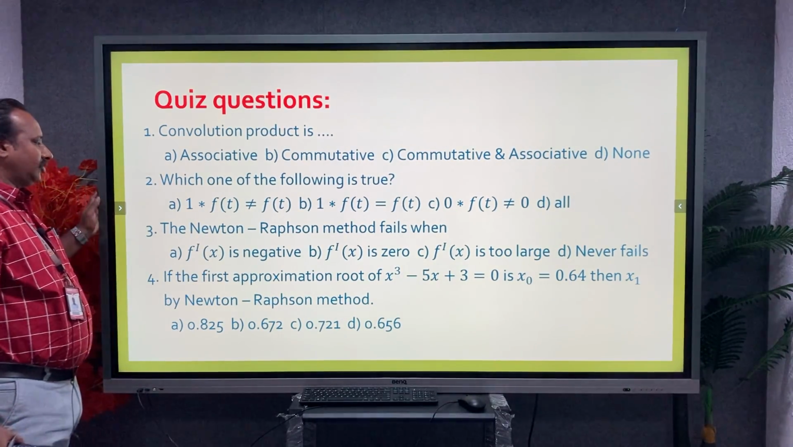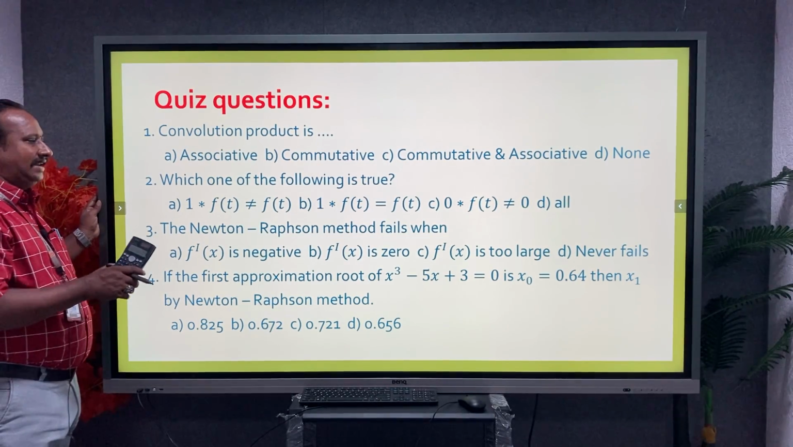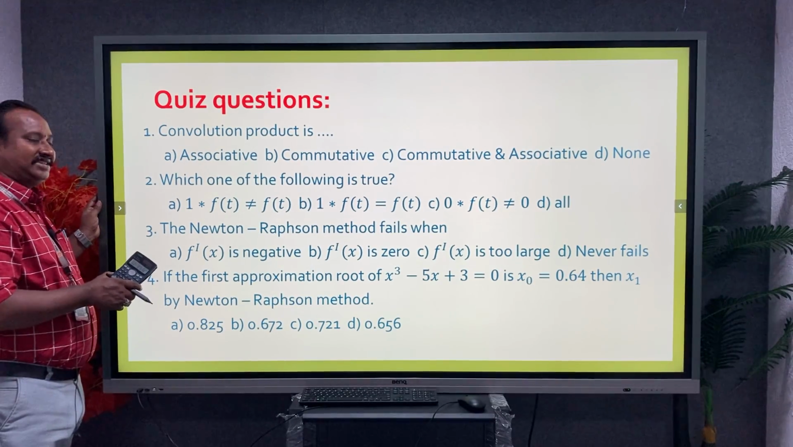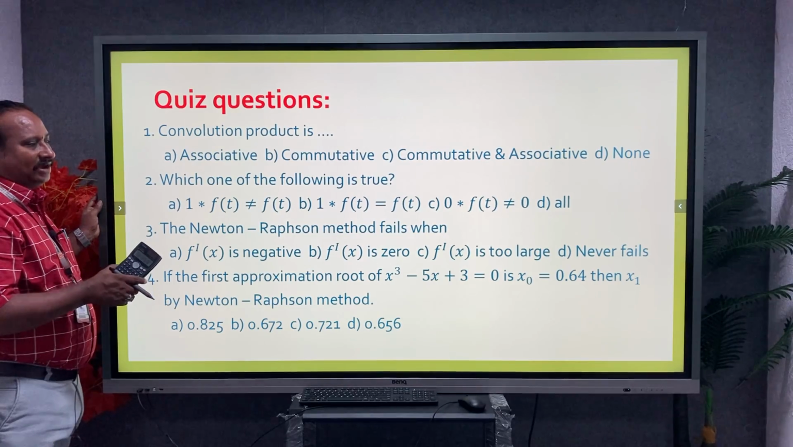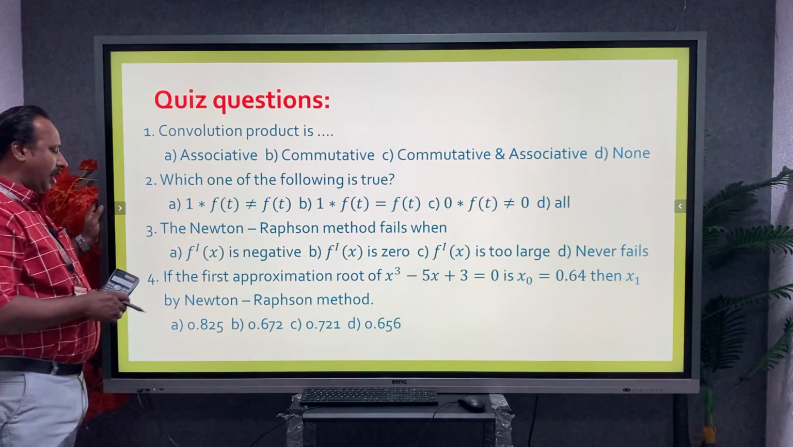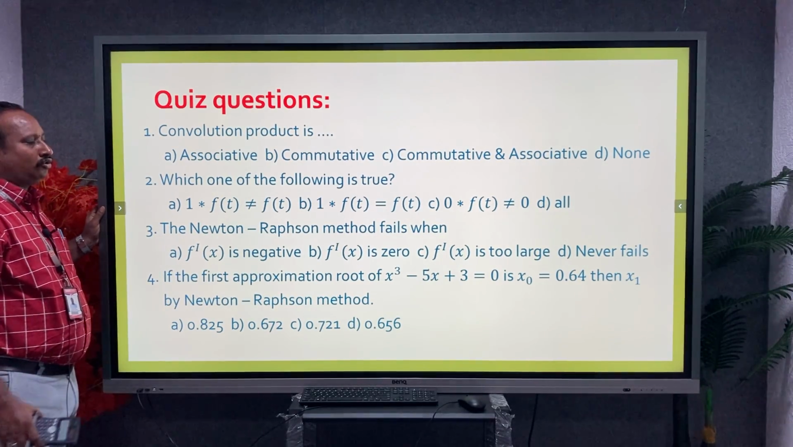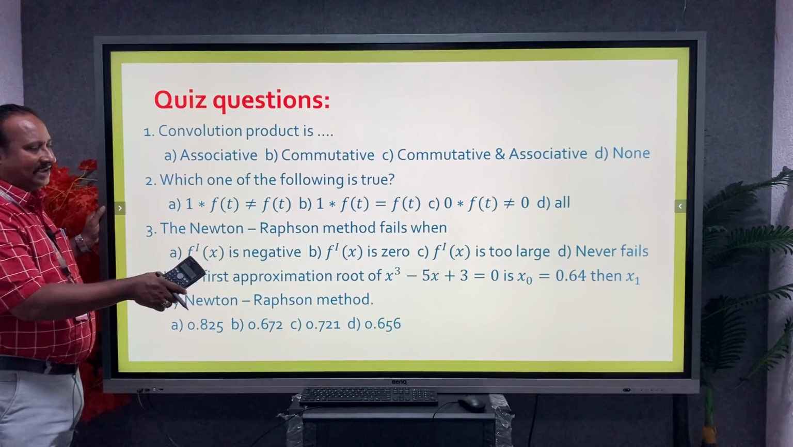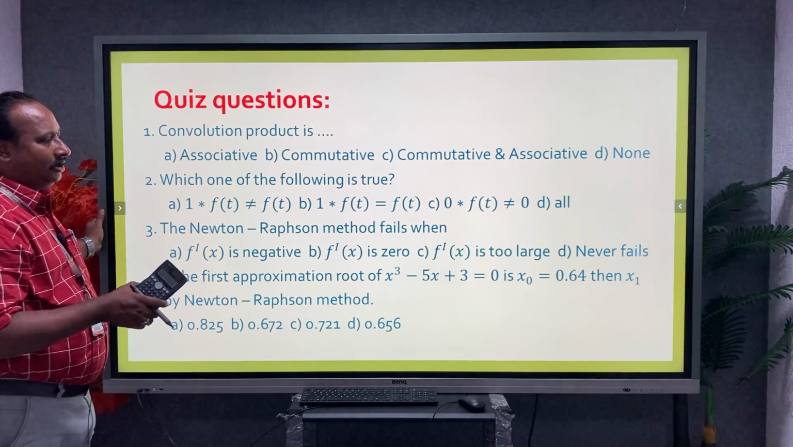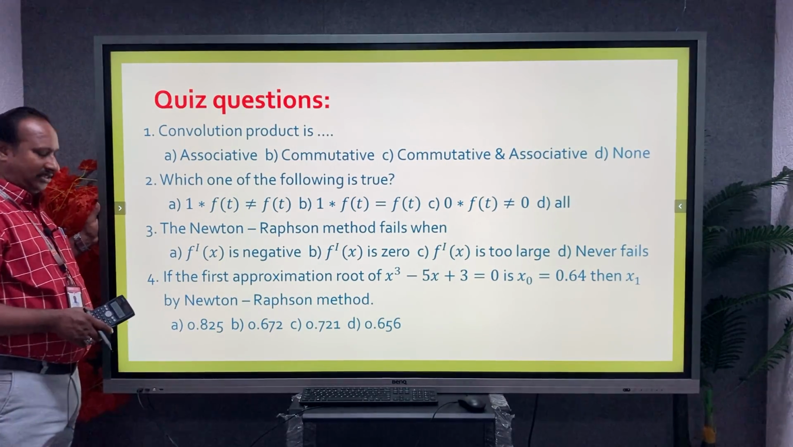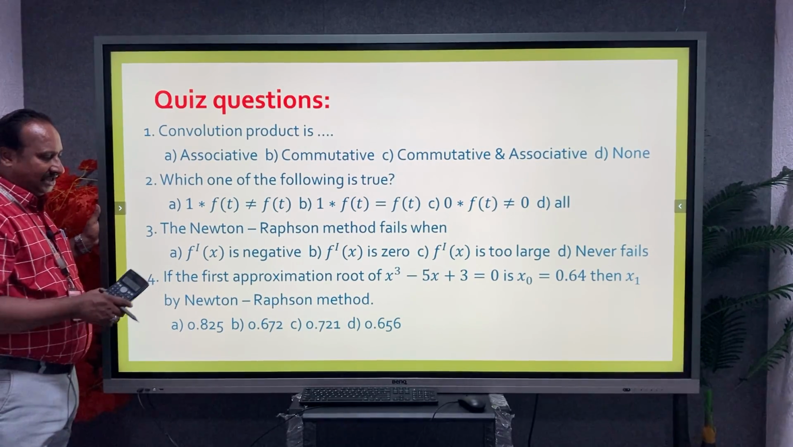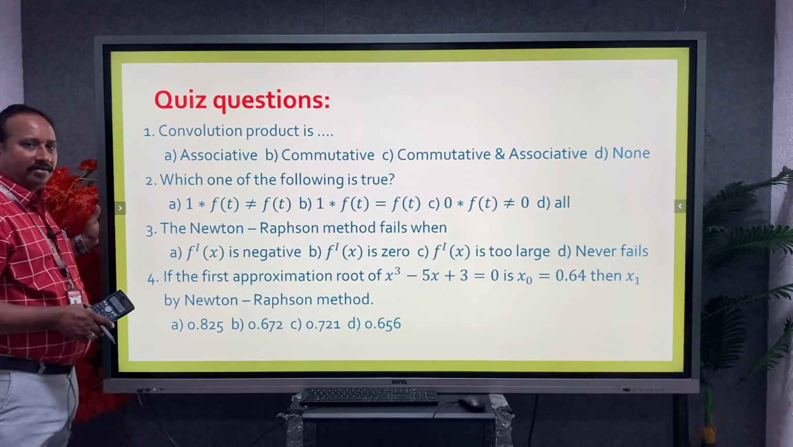Now coming to the third one: the Newton-Raphson method fails when, first option, f dash of x is negative; second, f dash of x is 0; third, f dash of x is too large; last option, it never fails. Now the fourth one: if the first approximation root of the given equation x cube minus 5x plus 3 equal to 0 is x naught equal to 0.64, then calculate x1 by the Newton-Raphson method. Options are A 0.825, B 0.672, C 0.721, D 0.656.